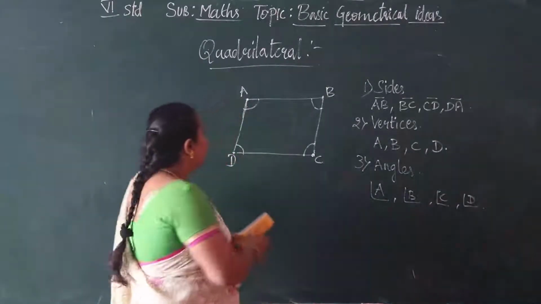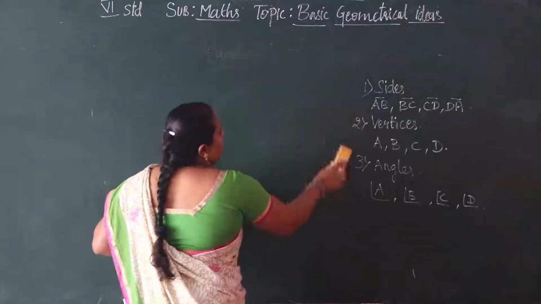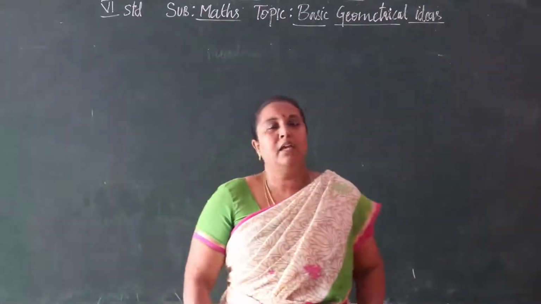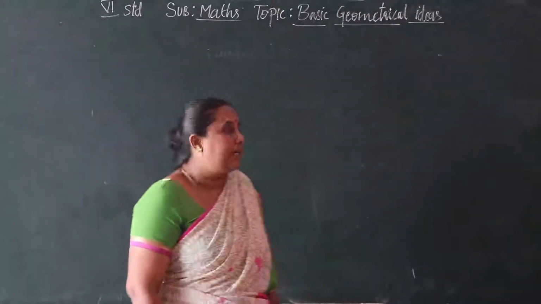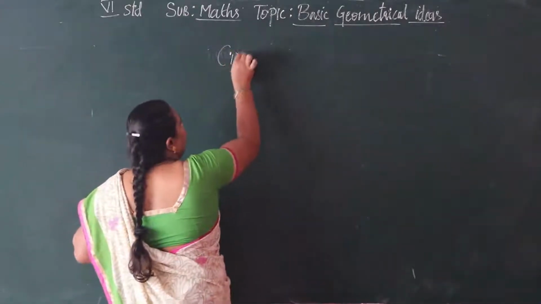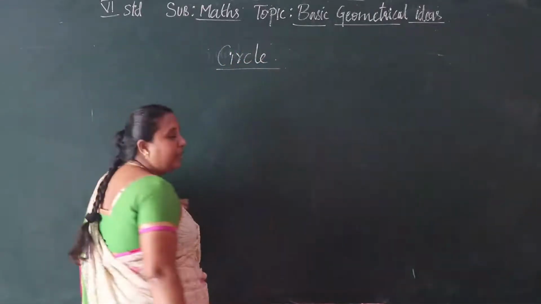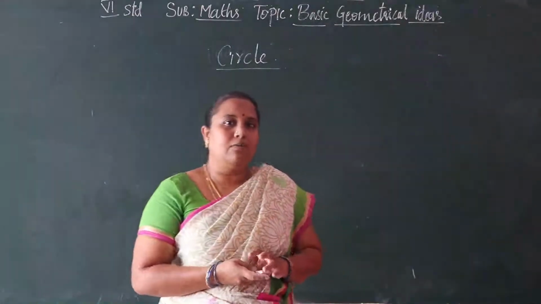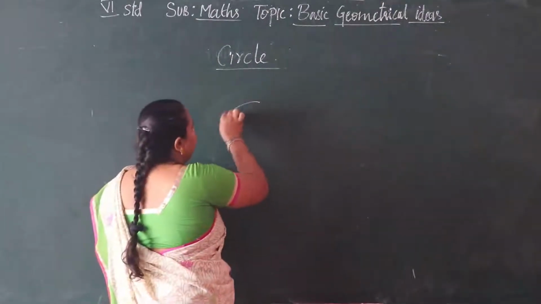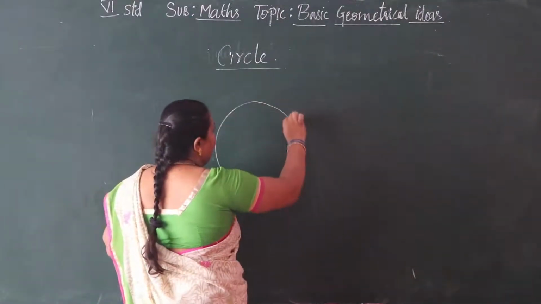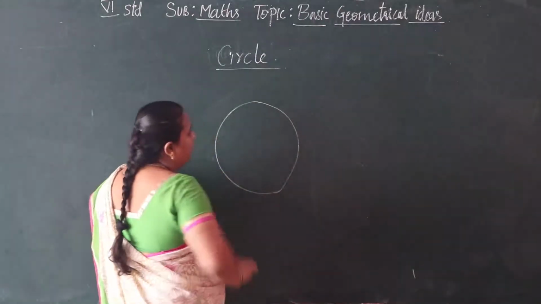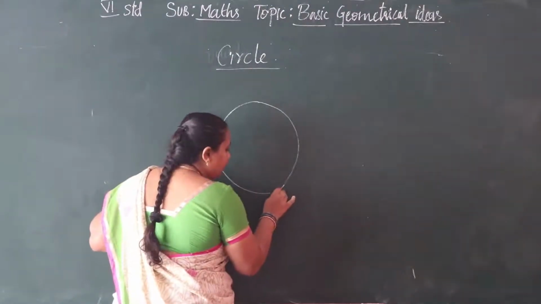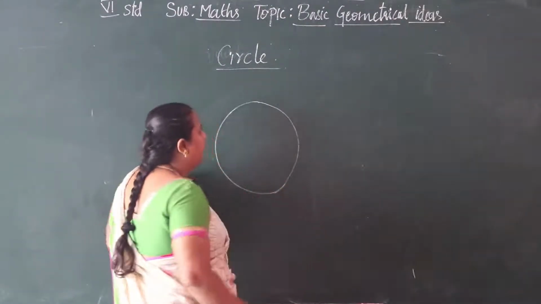Till now we saw the parts of the triangles and quadrilaterals. Now let us see about the circle and its parts. What is a circle? Can you remember now? See, this is a circle. We can draw it using a compass. Don't draw it free hand.